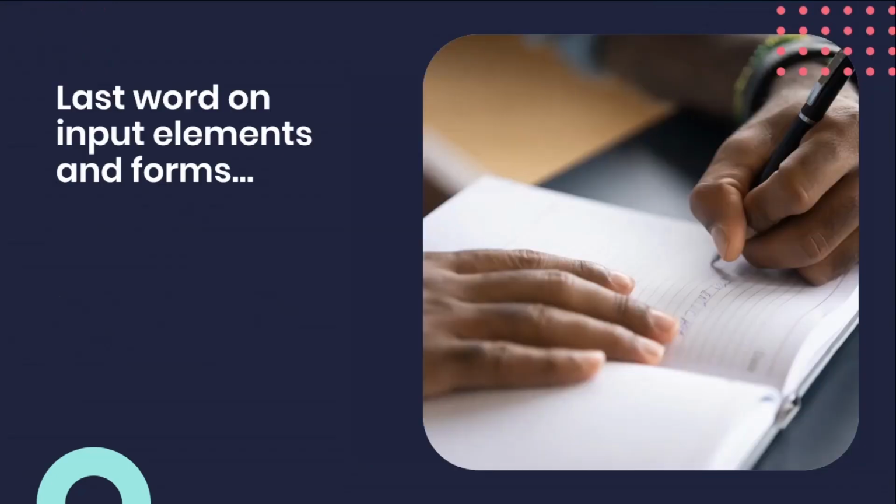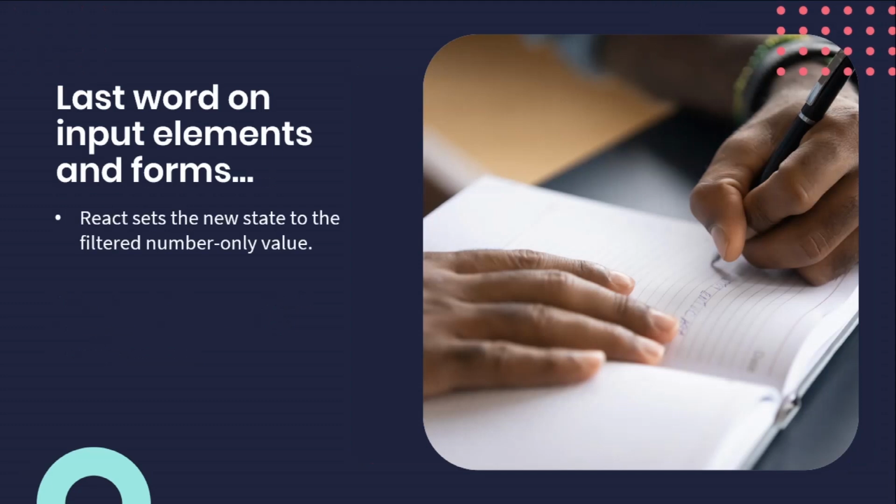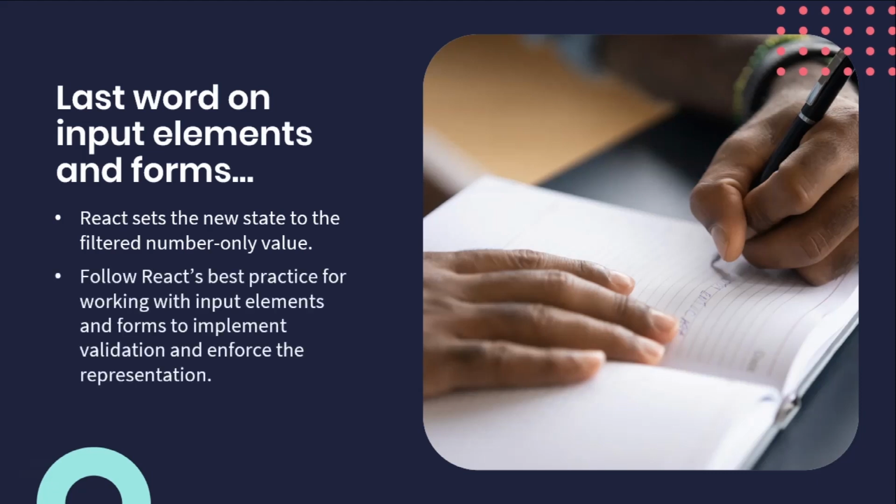Just a last word on input elements and forms. When you try out this example, you'll be able to type in only numbers because React sets the new state to the filtered number-only value. By following React's best practice for working with input elements and forms, you can implement validation and enforce that the representation is what the app wants it to be.